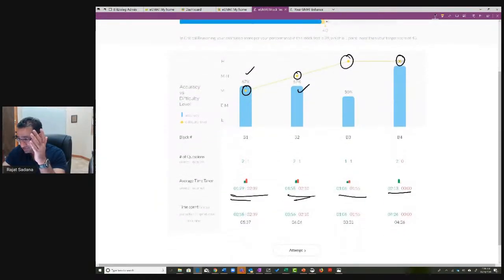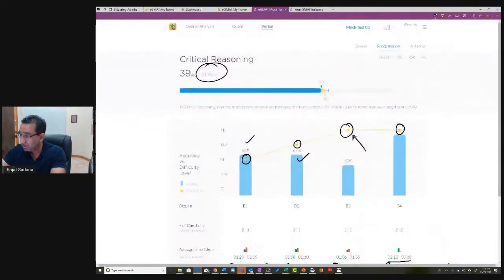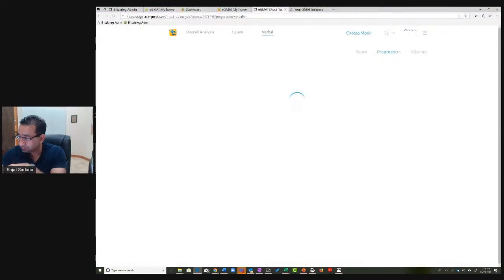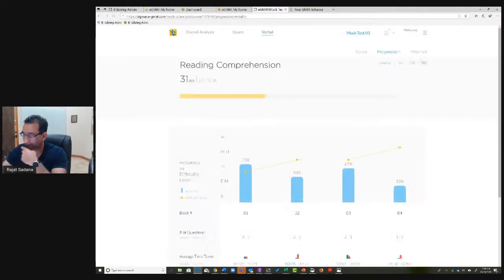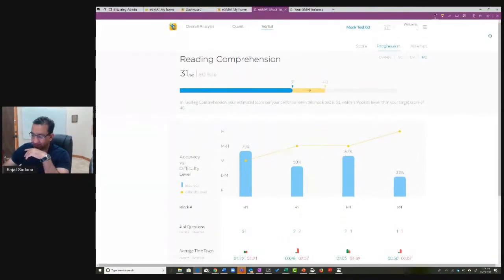And essentially, he needs to focus on refinement. He doesn't need to go and learn things from scratch. He is not timing limited, as we can really see even in block 3 and block 4. He has ample time to answer questions. Okay. When we go to RC, which was his worst subsection, that's where things get interesting.